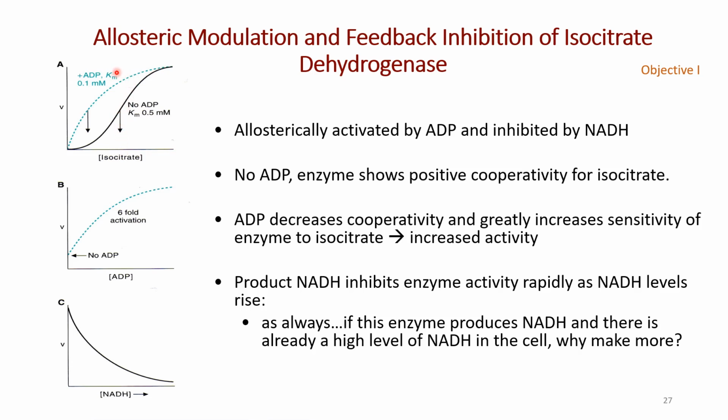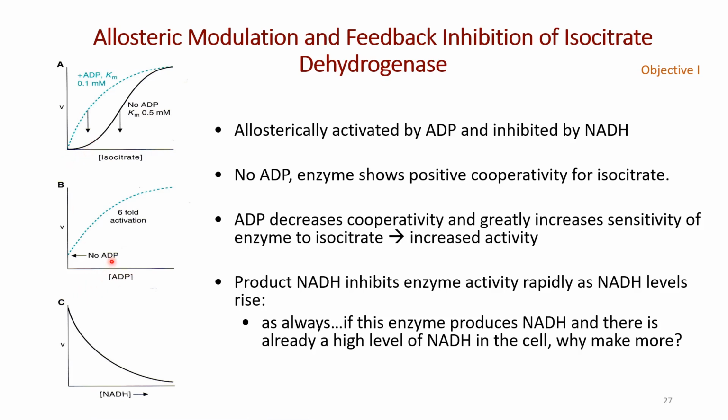Look what happens in the presence of ADP. When ADP shows up, that's the signal that says, wait a minute, we need more energy. We need to get things going here. And so ADP acts as a positive allosteric modulator, which shifts this curve to the left and actually removes the sigmoidal shape. It becomes hyperbolic now, so you almost completely remove the cooperative protein interactions that would give you that sigmoidal shape. And because of that, your half maximal activity is at a much lower level. You see a great increase of enzyme activity at lower levels of isocitrate.